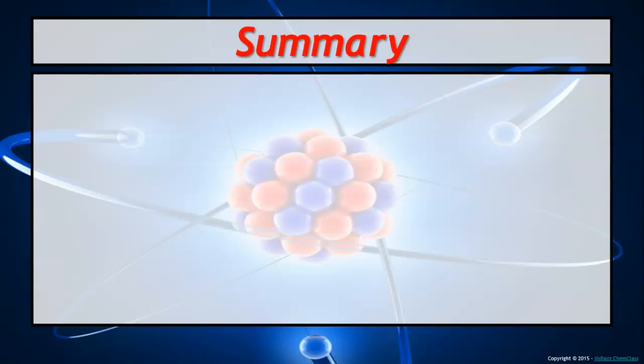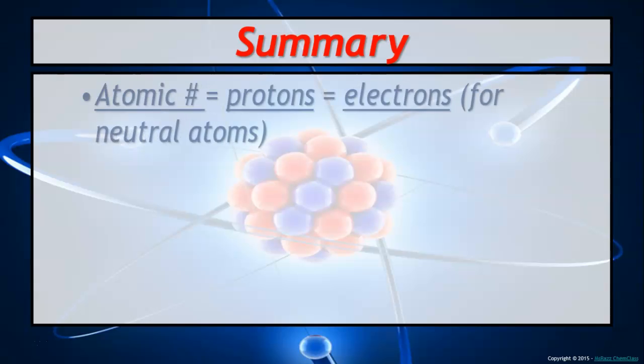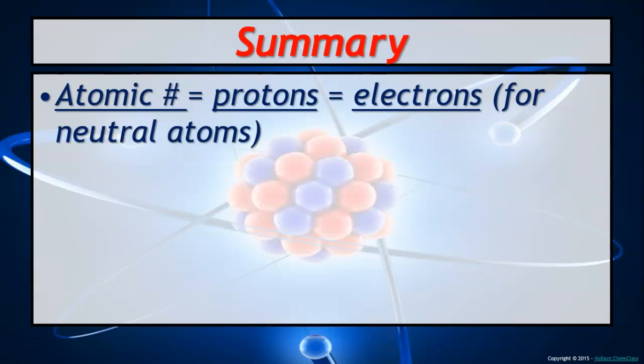All right, so we're going to summarize all of this because, to be honest, that's a lot of information in a short period of time. But we can simplify some of this into some phrases that might be easier to remember. So, the atomic number is equal to the number of protons, which is equal to the number of electrons for a neutral atom. So atomic number equals protons, and in a neutral atom, it also equals electrons.